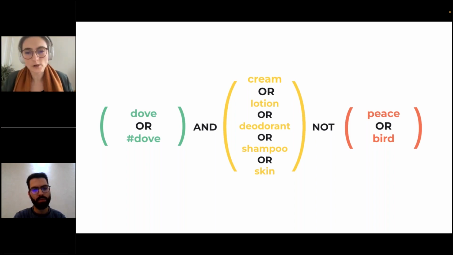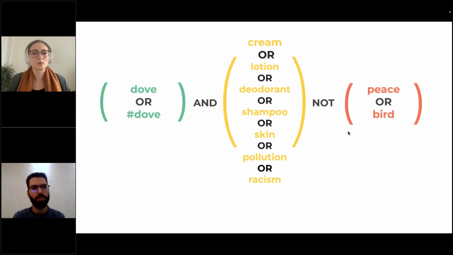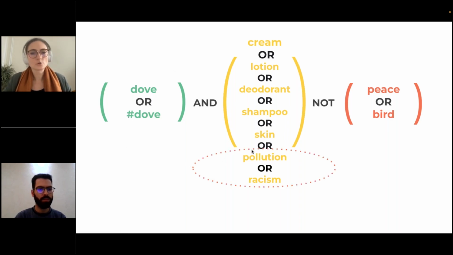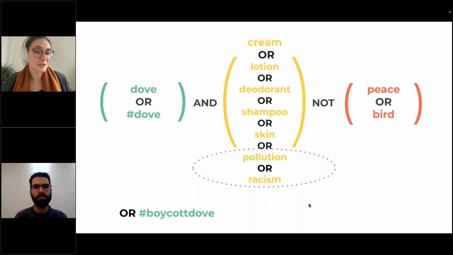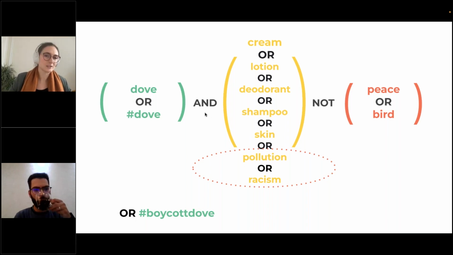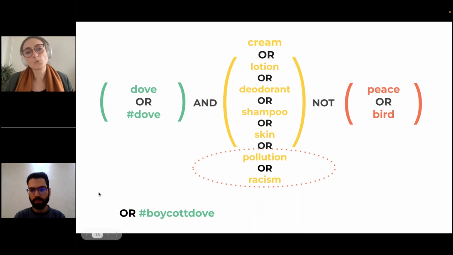If your query has this structure, make sure that among the context keywords that you are associating to your brand, you add also the threads, okay? And if there are any specific hashtags like boycott Dove, this one we can simply add using the OR operator because it's very specific. We don't need to associate it using the AND. So this is how the query would look in this case.